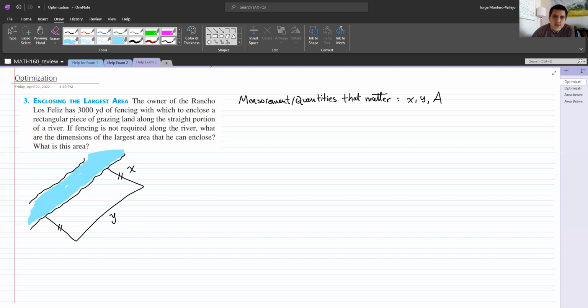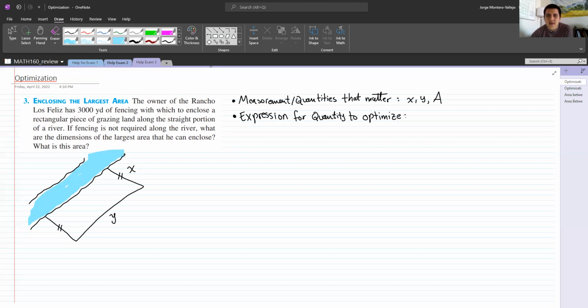Okay, now the next step is to write down an expression for the quantity that we want to optimize. Okay, so expression for quantity to optimize.